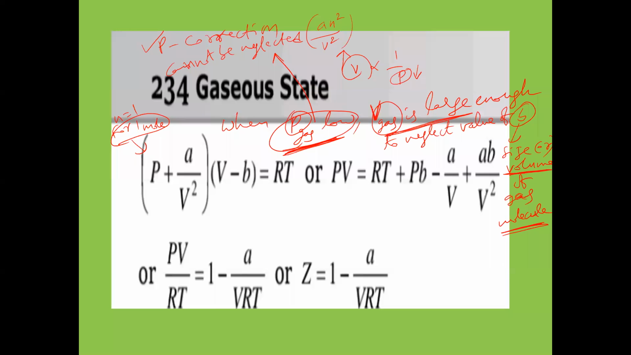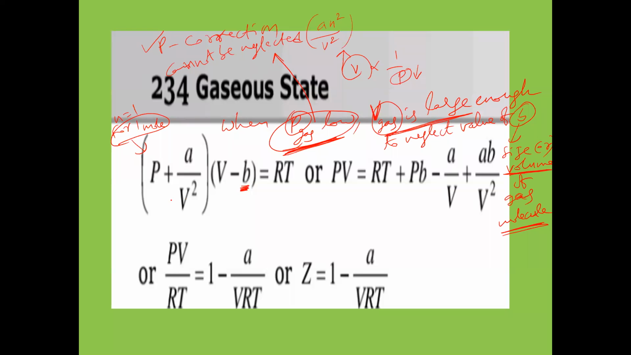If n is equal to 1, in place of n we write 1 only. So (P + an²/V²) becomes a into 1 squared by V squared, so we have to write P plus a by V squared. And b we can neglect now. When b is neglected, what do we write now?